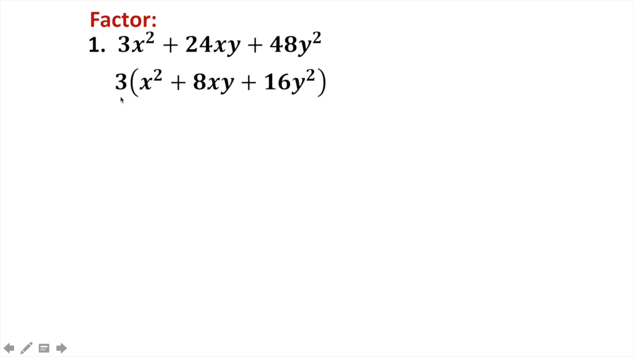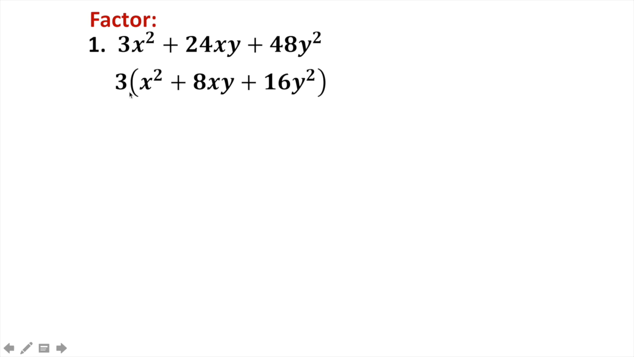So I take out my 3, and notice that all of these went down because I took out my 3. I need to be able to multiply this 3 back in and get my original quadratic here. So 3 times x squared gives me 3x squared. 3 times 8xy would give me 24xy. And 3 times 16y squared would give me 48y squared.